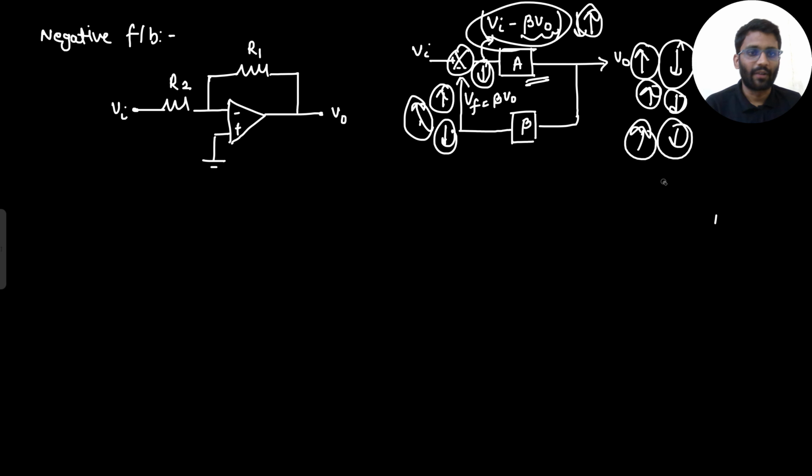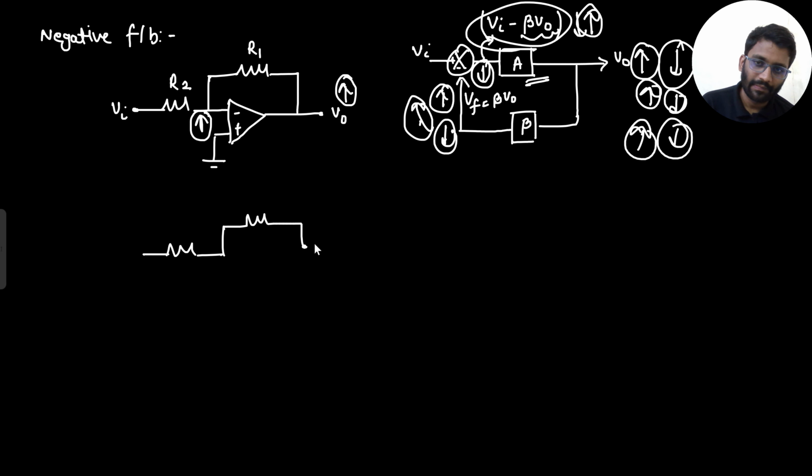Let's see it in OpAmp now. The same kind of analysis we can see in OpAmp. If V0 increases, what will happen? This node will increase. Are you getting this point? If V0 increases, why will this node increase? Because this is like this circuit only, no? Here there is zero current, so this is V in. So if V0 increases, that means this node will increase.